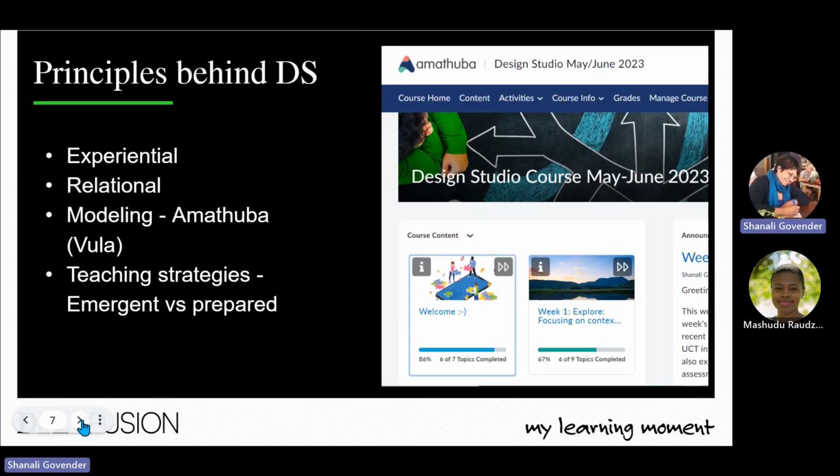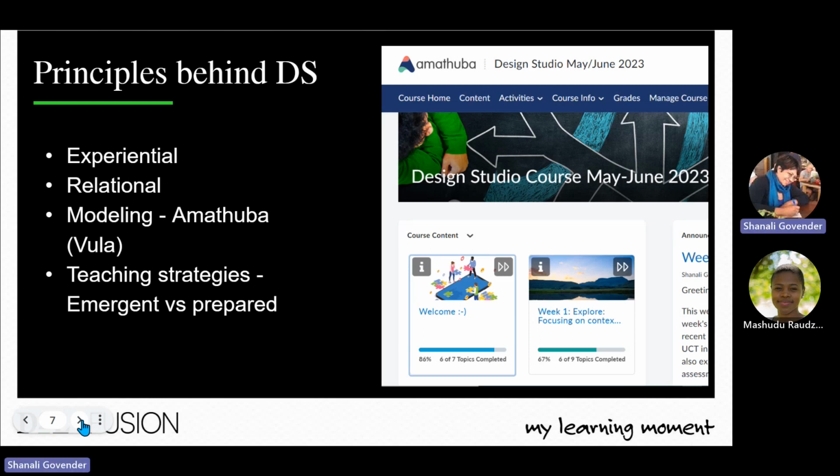Greetings, colleagues. My name is Shanali Govender, and I've had the privilege of working with my colleague Mashudu Raudzingana on Design Studio. I'm here to start talking a little bit about the principles of teaching and learning and academic staff development that exist behind the Design Studio process.